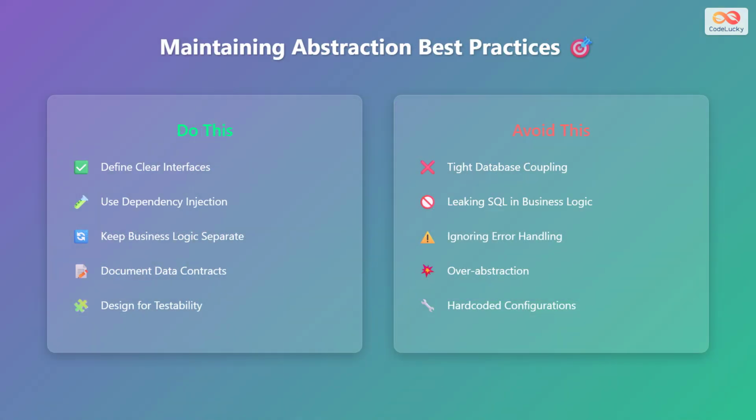Best practices for maintaining a robust abstraction layer include defining clear interfaces, applying dependency injection to control how data access is managed, keeping business logic separated from data access code, documenting data contracts thoroughly, and designing for testability to allow easy verification. It is important to avoid tight coupling to a specific database, avoid exposing structured query language within your application's core logic, ensure proper error handling, prevent overly complex abstractions that become difficult to maintain, and keep configurations flexible and not hard-coded.